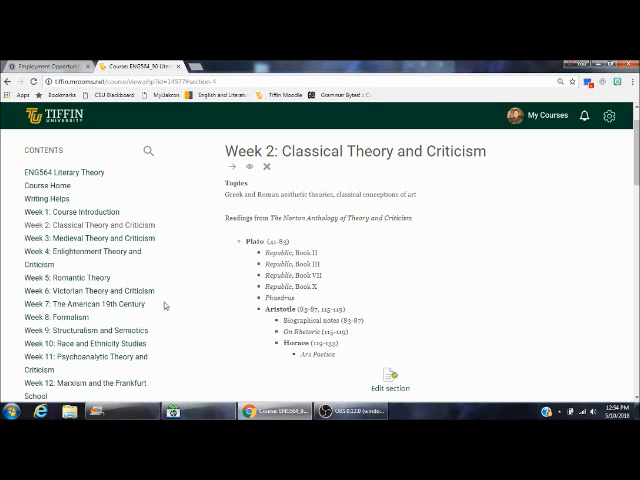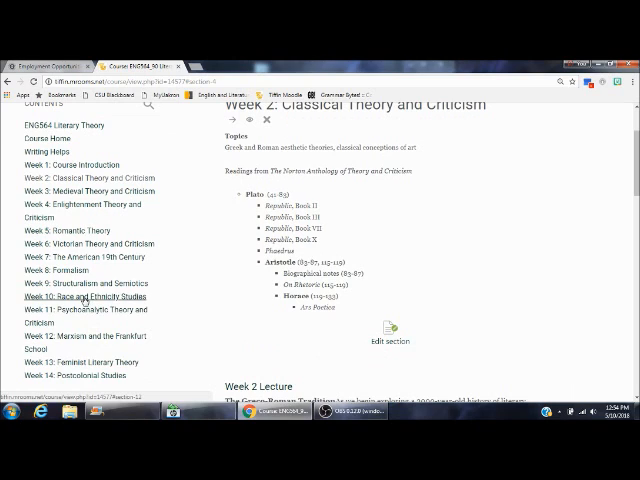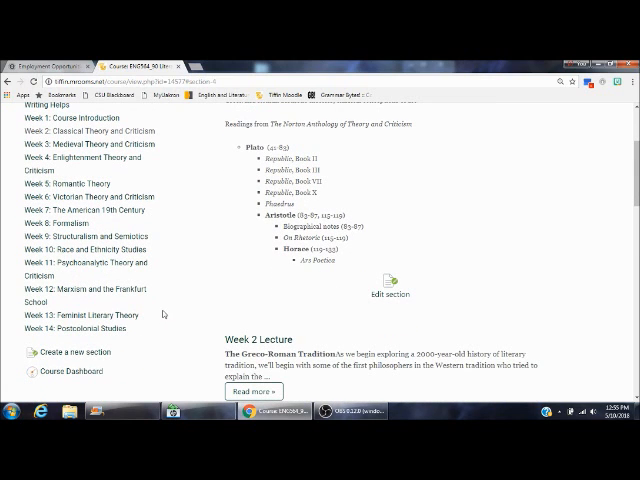You'll see whenever we're covering semiotics that a lot of the work of that goes all the way back to St. Augustine, which we'll cover in week 3. His work on signs, we'll see that influencing some of these later structuralists and semioticians, including Jacques Lacan and others. Race and ethnicity studies in week 10, psychoanalytic theory in week 11, Marxism and the Frankfurt School in week 12, feminist literary theory in week 13, and post-colonial studies in week 14.